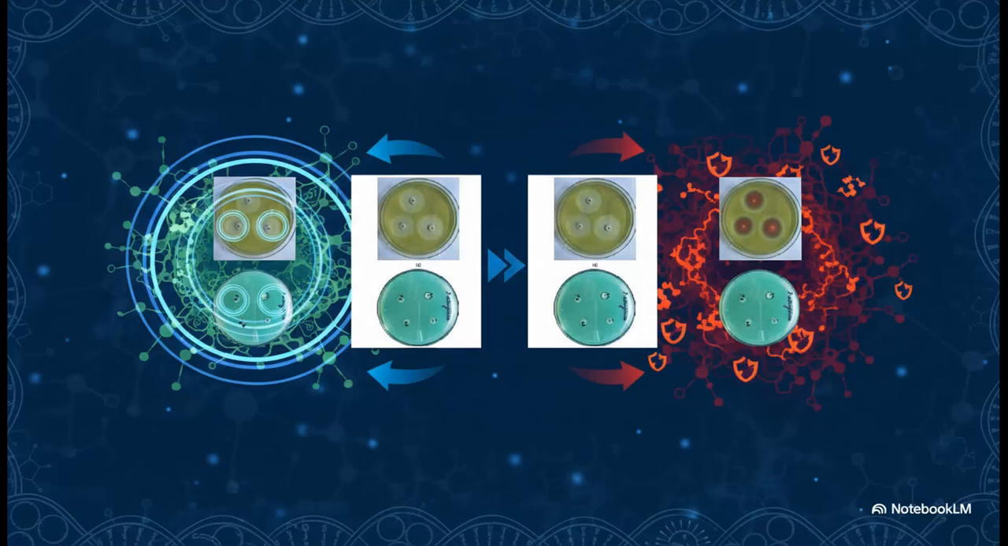Now, the classic Kirby Bauer test is just beautiful in its simplicity. You lay down these little paper discs, each with a different antibiotic, on a plate covered in bacteria, and you can see the results with your own eyes. A big, clear kill zone around the disc, that means the drug works. No zone at all, like you see on the right, that antibiotic is completely useless against this bug.